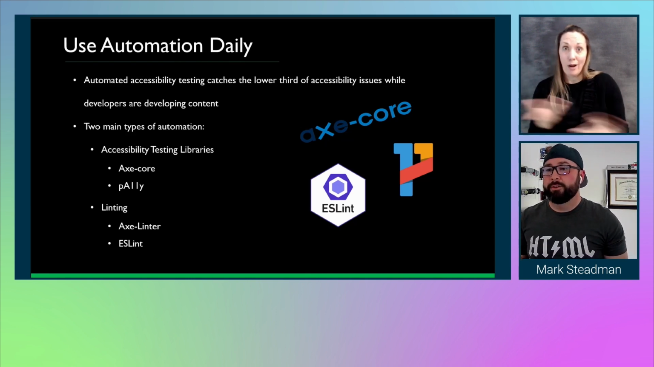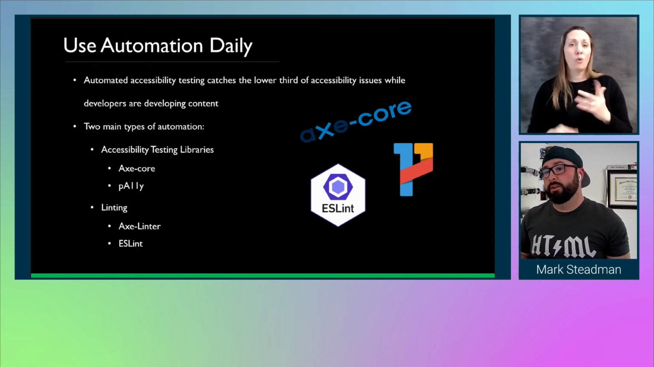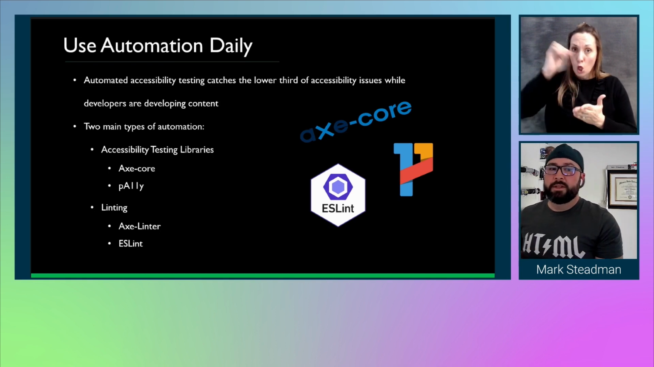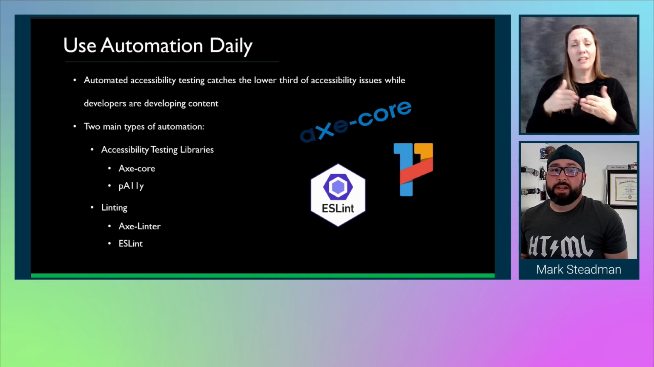We'll talk about the value of it here in just a minute, but the lower third of accessibility issues still can create a baseline accessible app and help your developers learn as they're developing, right? But that's just automation in general. It kind of is broken down to 2 different types.